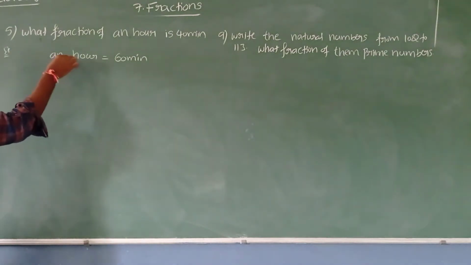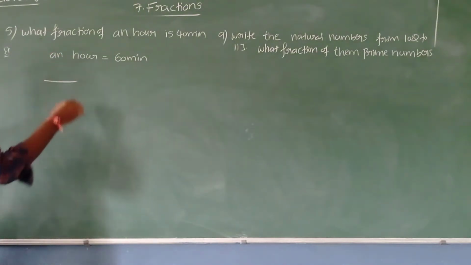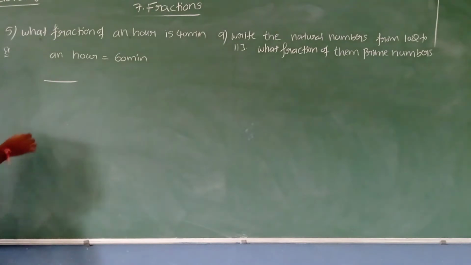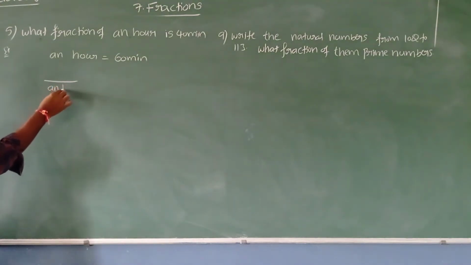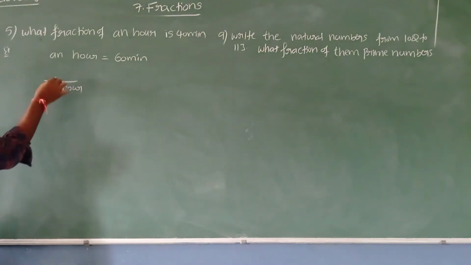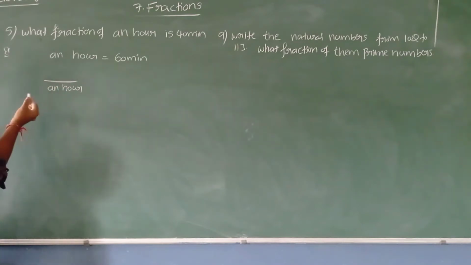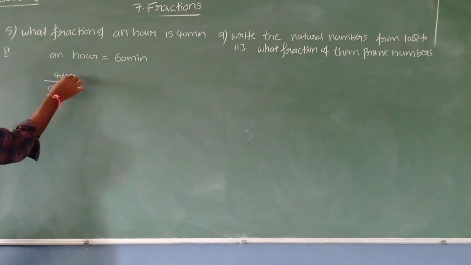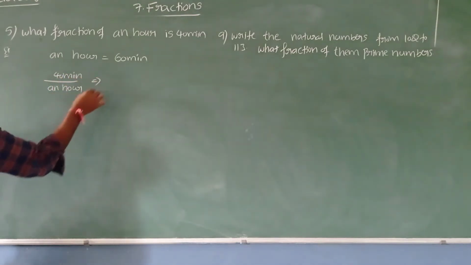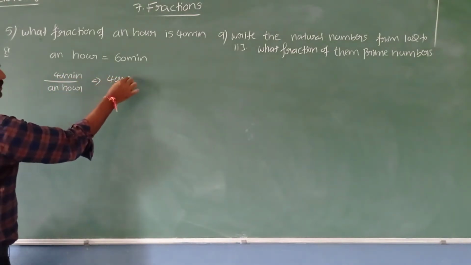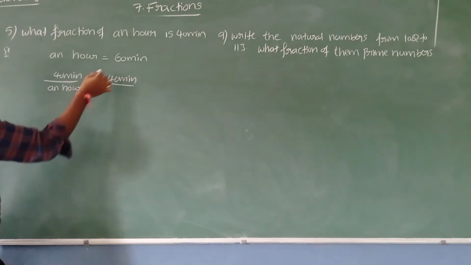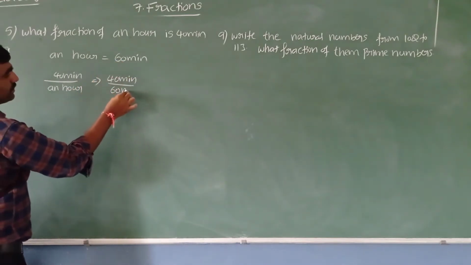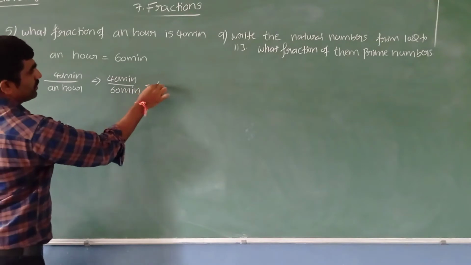How can I express this in fraction form? In the place of the denominator we write the total. Total means what? An hour. In the place of the numerator, what can we write? The minutes. How many minutes are there? We can write 40 minutes. Let us simplify this. 40 minutes by an hour means 40 by 60 minutes.